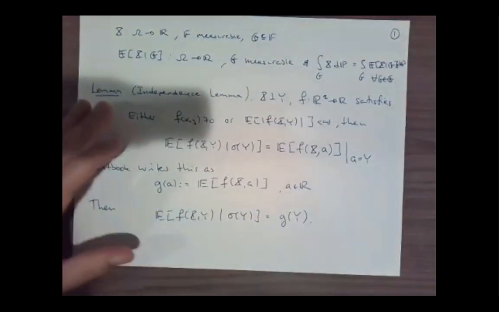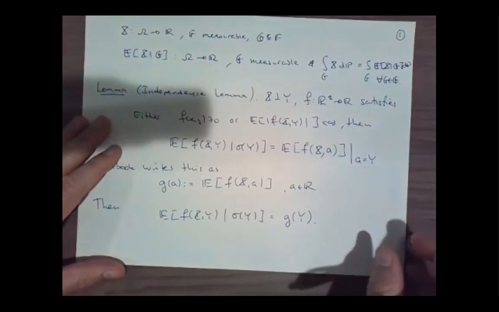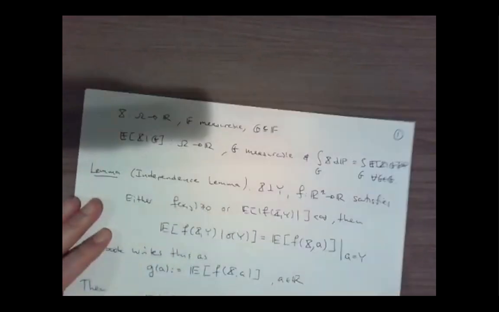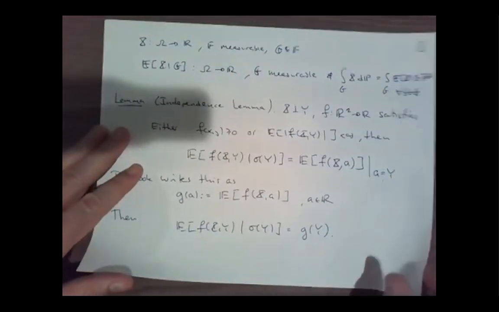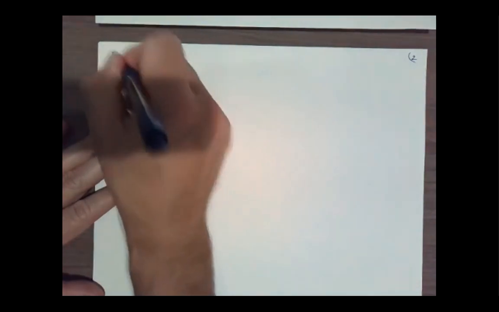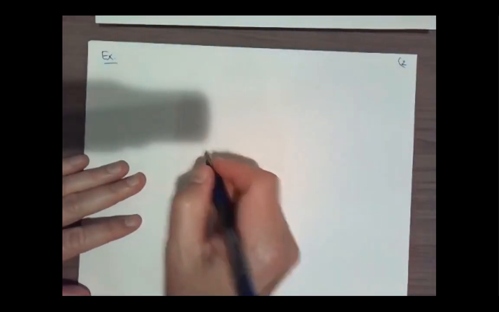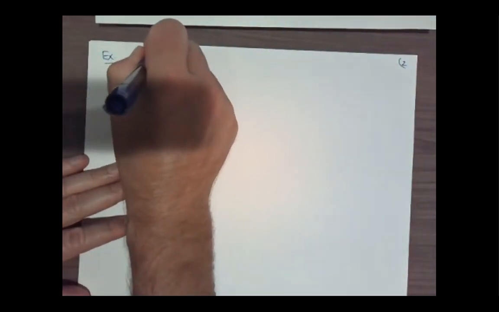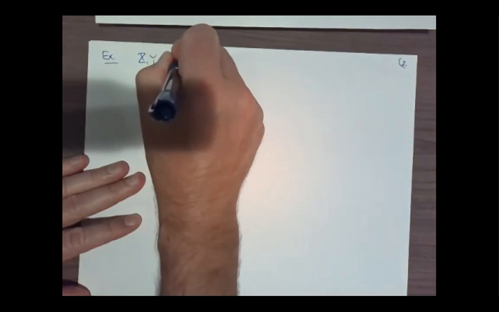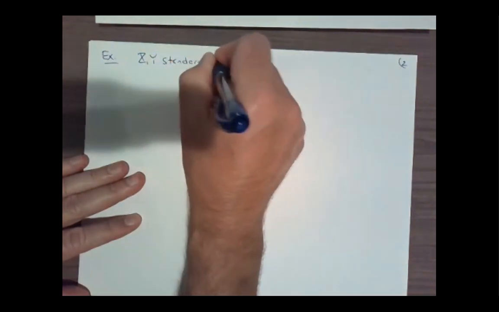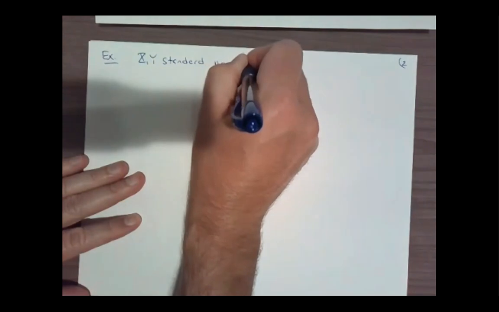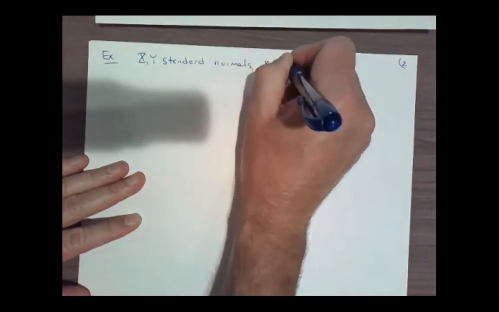This can look pretty abstract, so let me show you how this actually works in a specific example, so we can see what all these pieces are like. This is an old exam question. You take X and Y, the standard normals, and you make the assumption that they're independent.